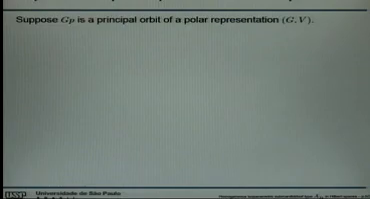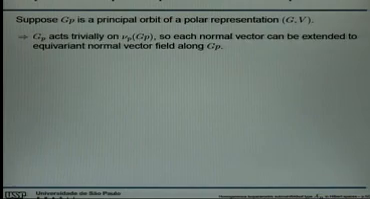Since this is such an important relation, let's spend 2 minutes proving this. It's a very simple argument. Suppose we take a principal orbit of a polar representation on a Euclidean space. The first remark is that the isotropy group at p acts trivially on the normal space. This is general for principal orbits. Therefore, any vector normal at p can be extended using the group to an equivariant normal vector field along the orbit.